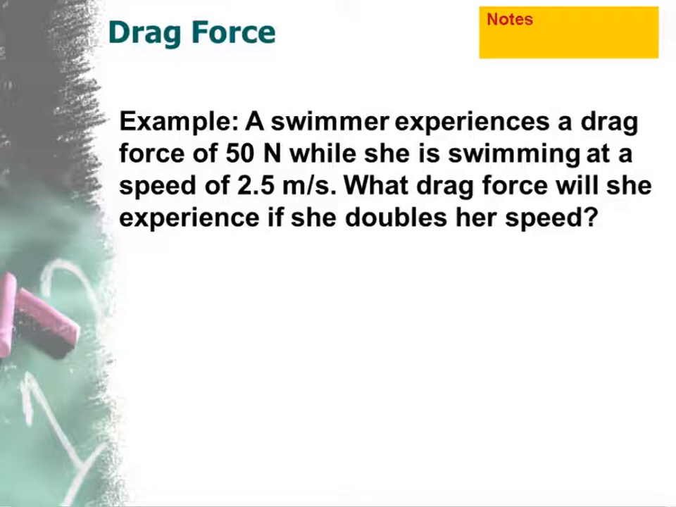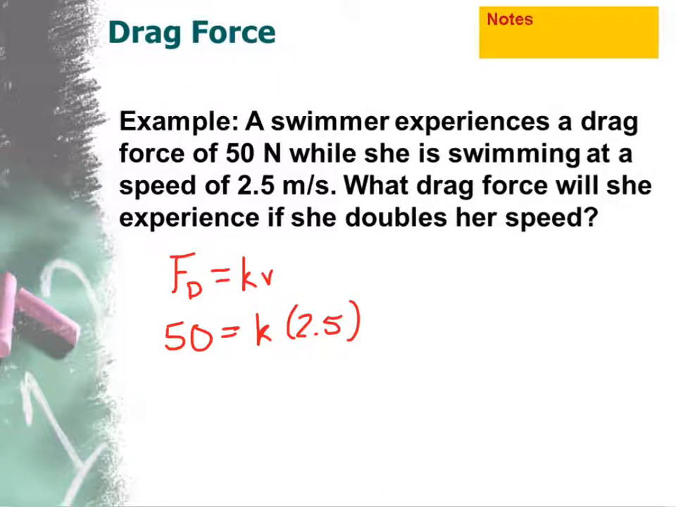Now, in this particular case, since our speed is low, we are going to use the F drag equals KV equation. And let's go ahead and enter the force. The drag force she experiences is 50 newtons. That equals this constant K, we don't know what that is, times her velocity or her speed, which is 2.5 meters per second. And when we solve this for K, we get 50 divided by 2.5, or we get 20.